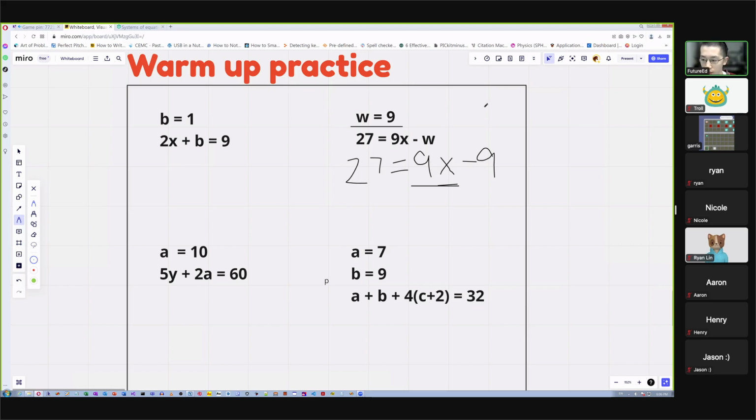It's 9 times x, right? So the opposite of multiplication is divide. Exactly. So you would divide by 9 on both sides, right? So if we divide, for example, 27 by 9, we also need to divide this entire thing by 9. Okay? So what's 27 divided by 9, Garrus? 27 divided by 9. Wait, let me think.